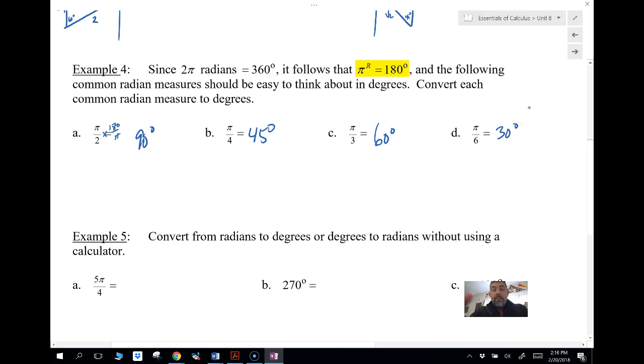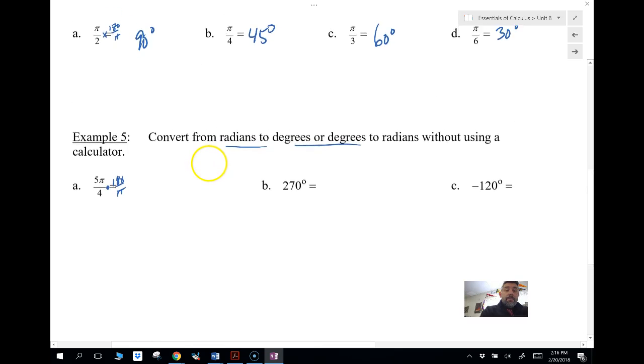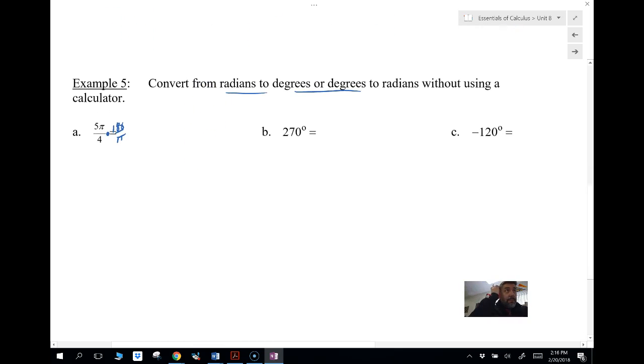Okay, so we can convert these common ones. And again, I really think the best thing to do here is to understand and use your unit circle. So if you don't have a unit circle handy, go copy one down. 5 pi over 4 to convert from radians to degrees. We're going to multiply by 180 over pi. Okay, so that's going to cancel that, and that's going to give me 225.